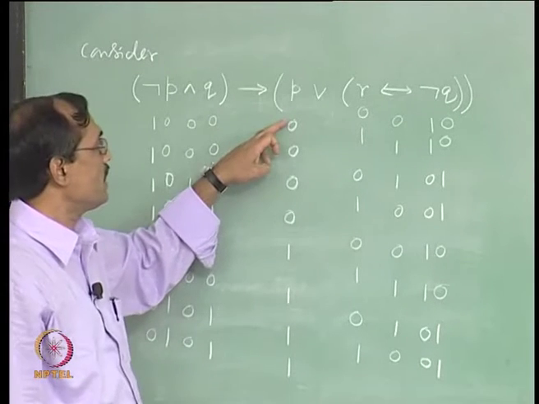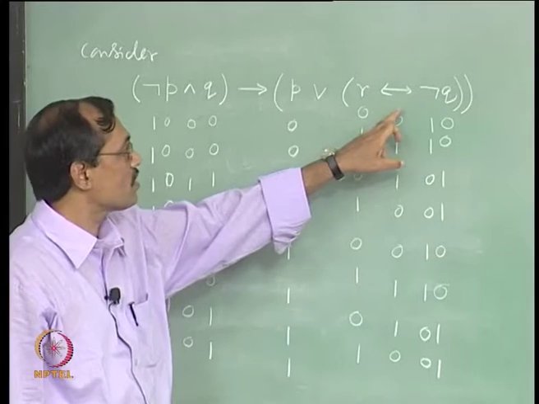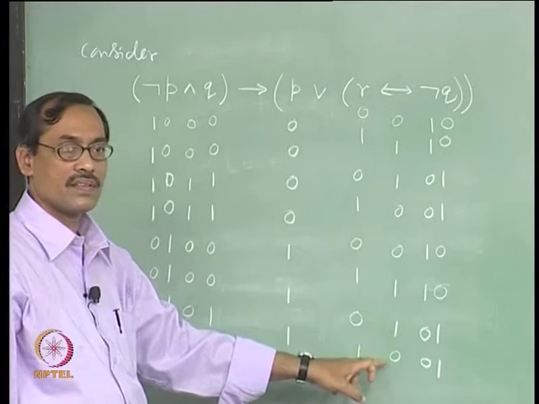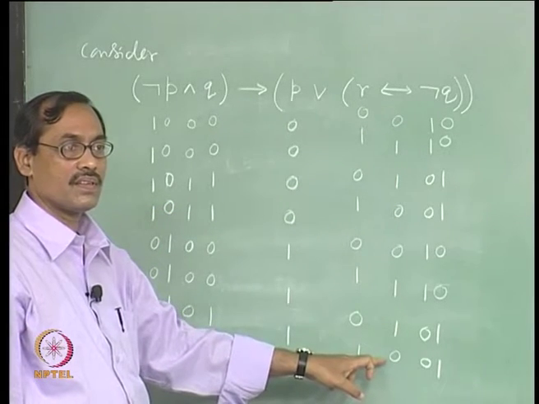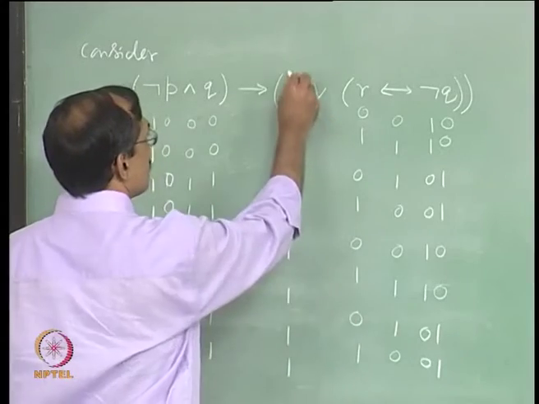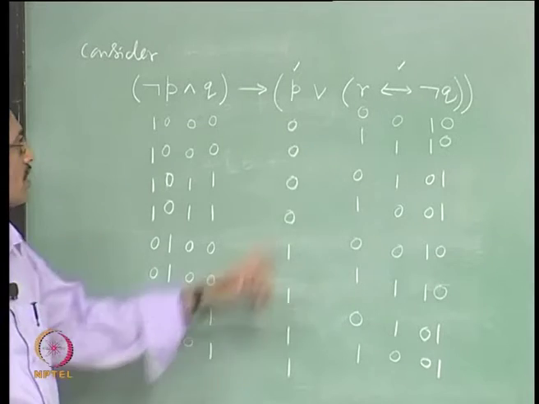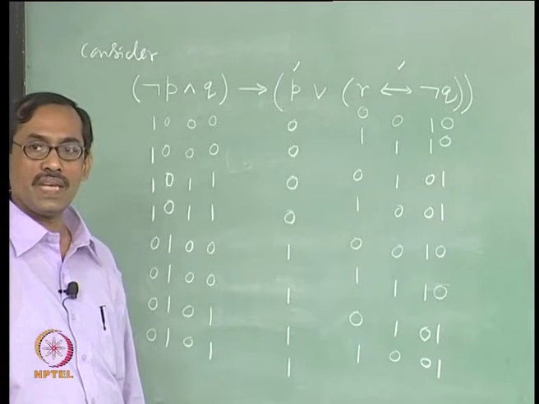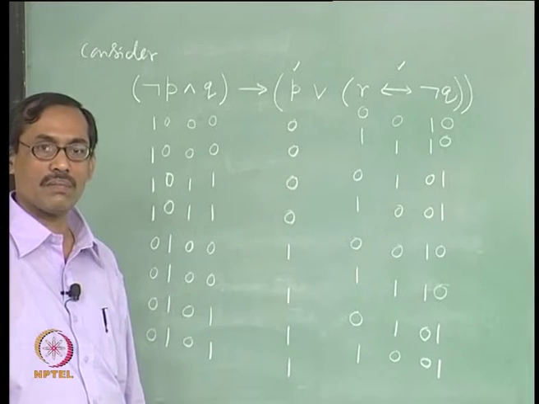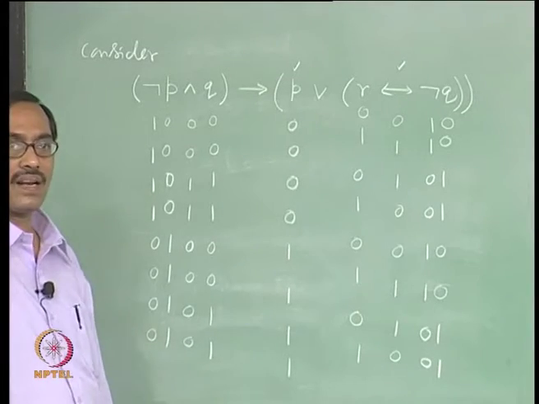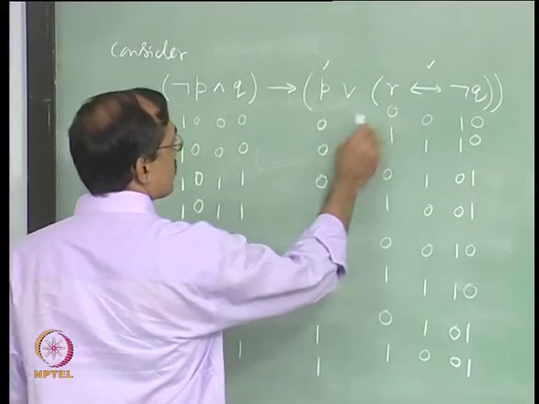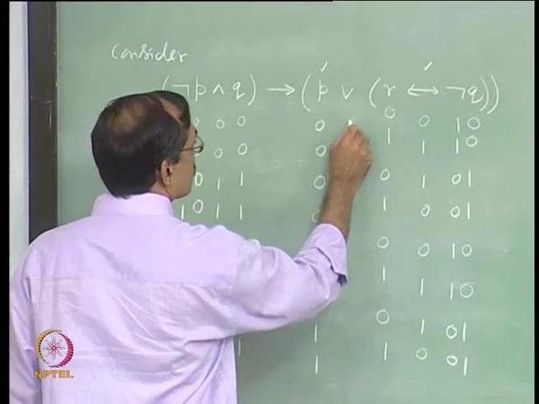Next, p will be ORed together with this if and only if. So, I have to consider this column along with this column and OR them together. OR will be 0 when both of them are 0, otherwise it is 1. So, that gives 0 here.